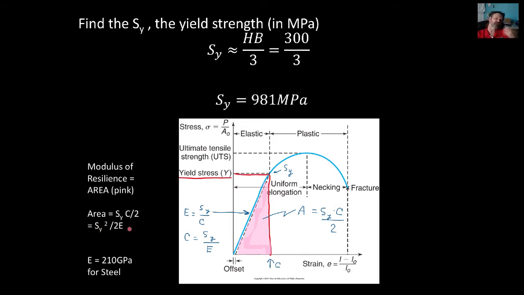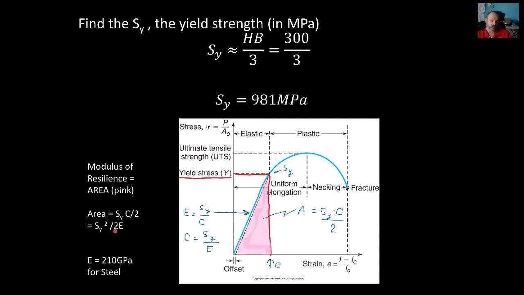So I'm filling in the blanks that aren't in the example in the book, because they go from one step to the next, and you might not quite understand what's in between there. So I'm giving that to you, okay? So now you got S squared over 2E, and that's the area under the curve. So if you want to calculate the modulus of resilience, you would use S squared over 2E.